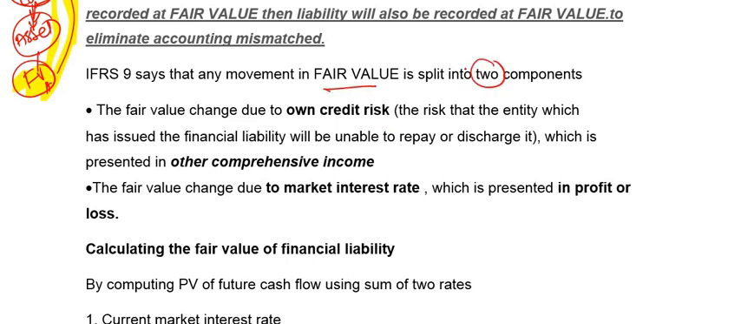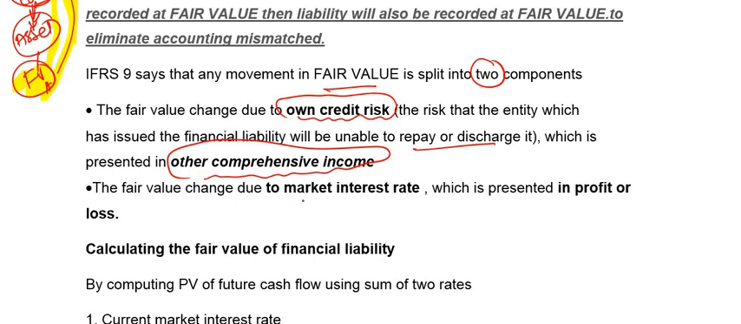the fair value is split into two components. The first component is if the fair value change is due to your own credit risk, then that amount goes to other comprehensive income. It means the risk that the entity which has issued the financial liability will be unable to repay or discharge it, which is presented in OCI. So if a fair value change is due to your own credit risk, then you will charge that to the OCI, other comprehensive income.